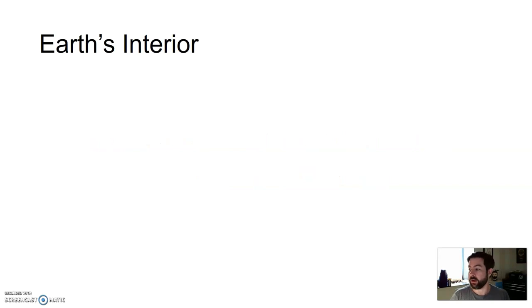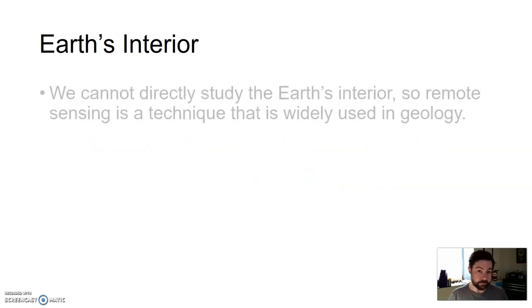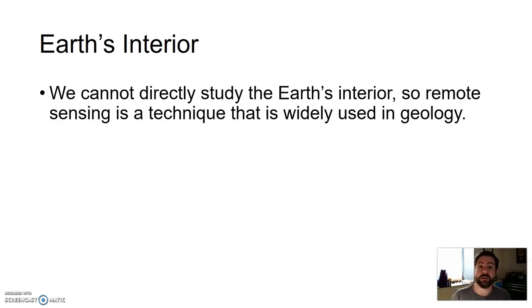Okay, so, Earth's interior. We can't directly study the Earth's interior. We can't go down there. In fact, the furthest we've ever gone as humans is only a few miles down into the Earth. And that's it. It becomes too hot. We can't go any further. Machinery tends to break down. It gets hot, things melt, whatever. So we can't really study it directly.